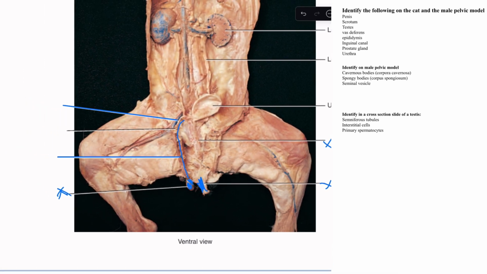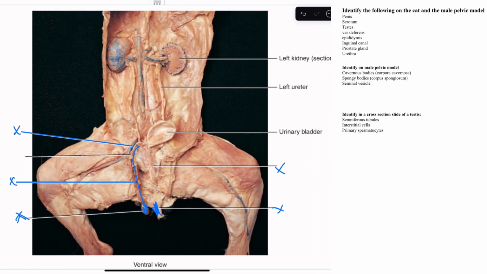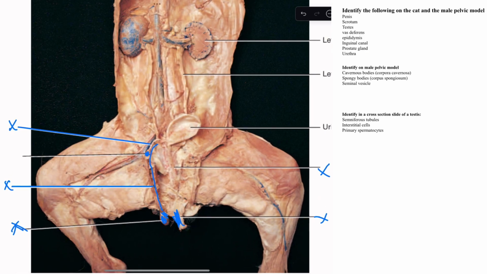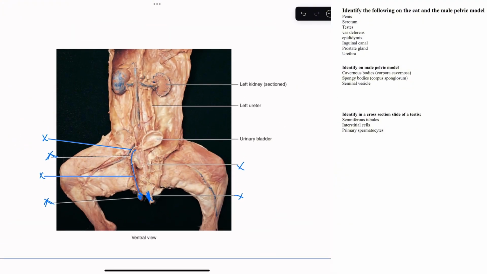Going from the testes to the urinary bladder, or the seminal vesicle, that right there is called the vas deferens. So right here, one, two, both of them are the vas deferens. And then luckily for us, the picture provided the inguinal canal as well right here. That right there is the inguinal canal for cats. Okay, and that should be it with the lab list for cats.